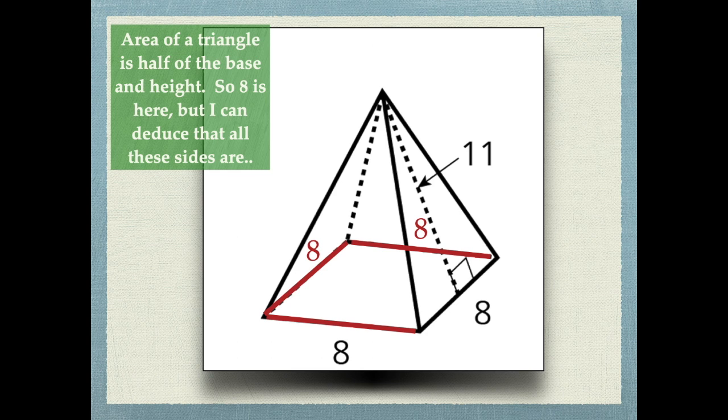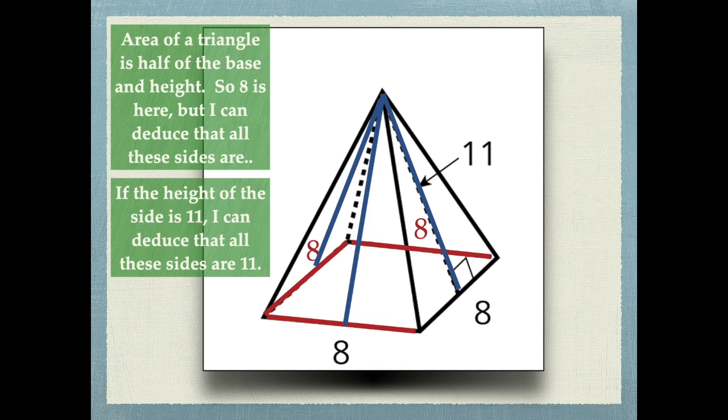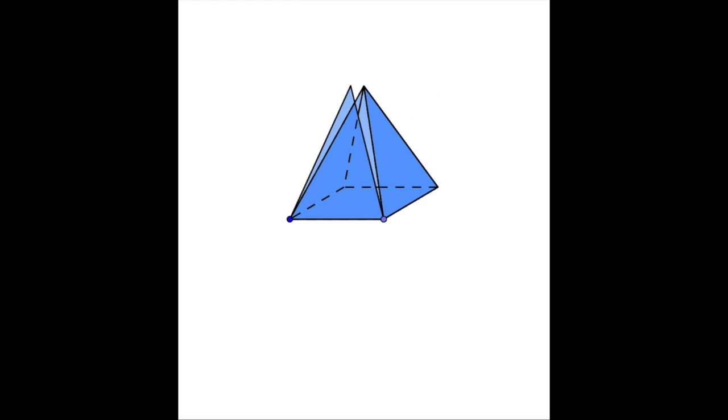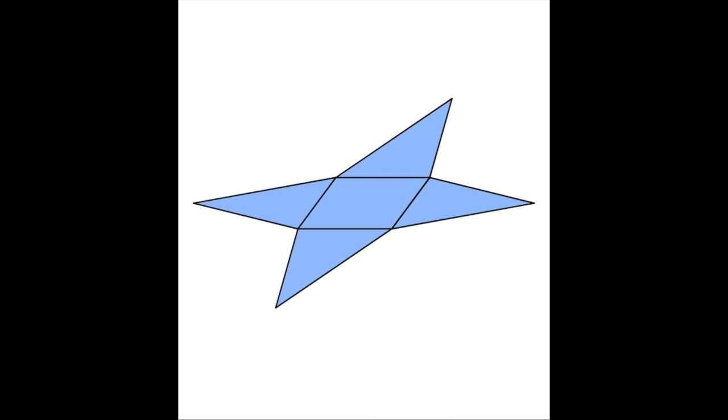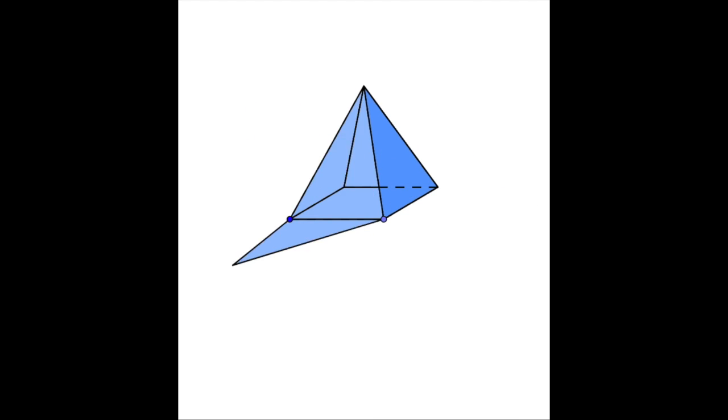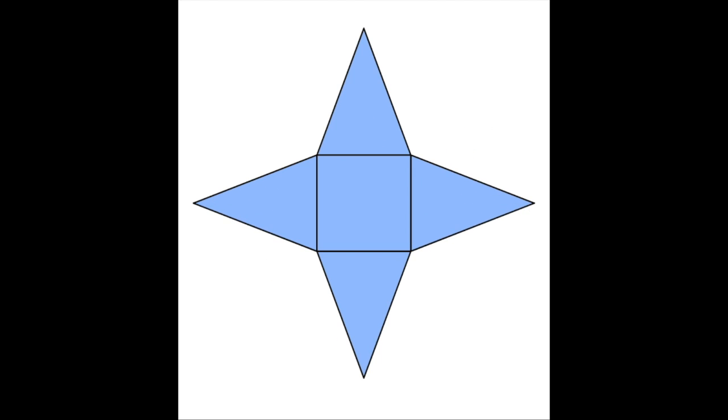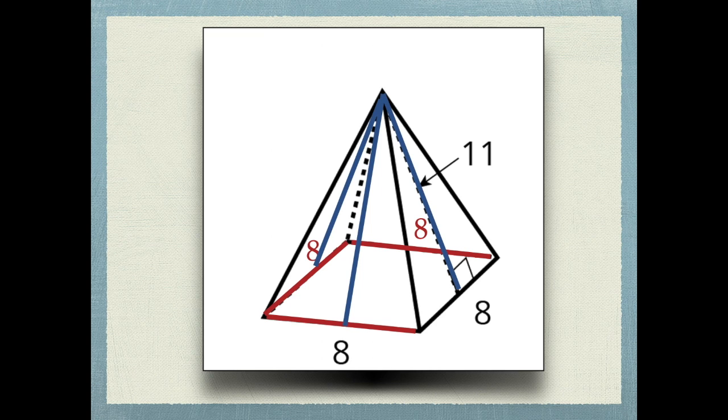Look, and here's the height. If this one is 11, then this one's 11, and this one's 11, and the back side is 11. If the height of a side is 11, I can deduce that all the sides are 11. Watch this. So this seems pretty hard, but really it's just 4 triangles and 1 square.